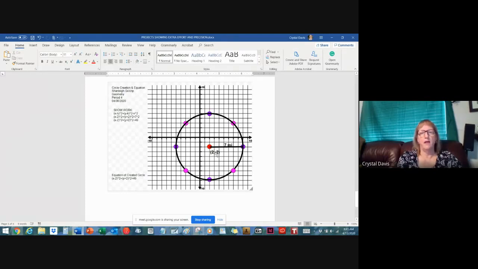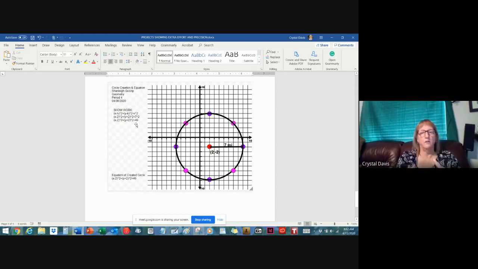Yes, ma'am. y minus -2 becomes positive. So it sort of switches signs there. It starts out as +2, -2, but when you put it in the equation, it's -2, +2. And then that equals 7 squared. Now you're going to simplify that into (x minus 2) squared plus (y plus 2) squared equals 49. And that's the equation of your circle.